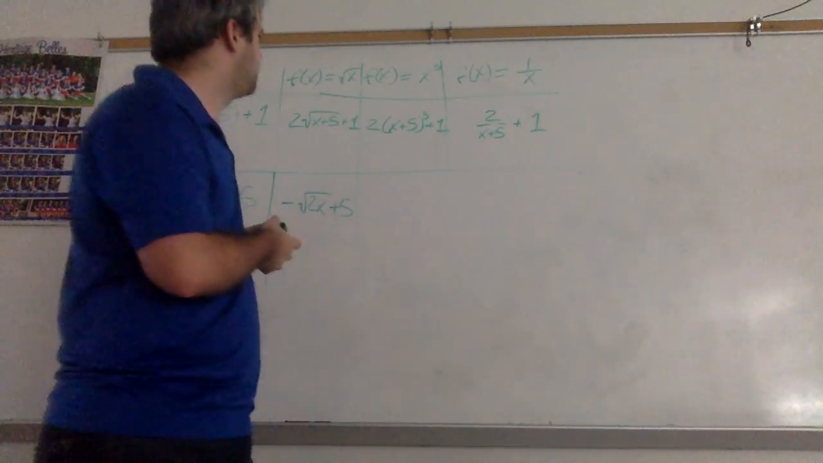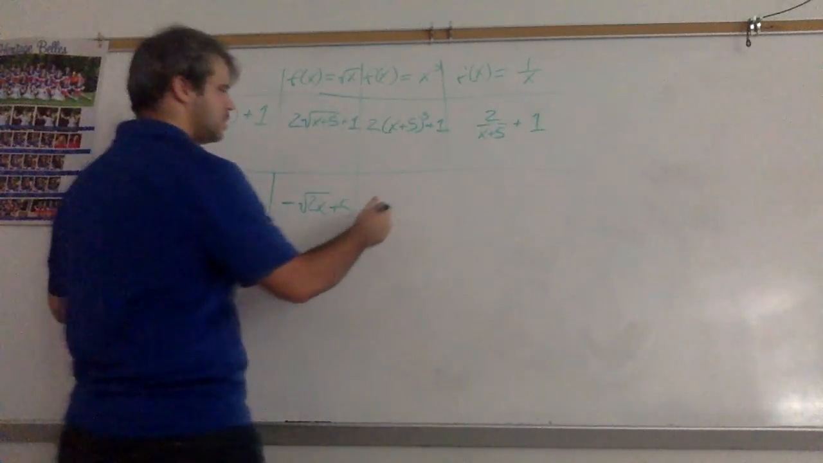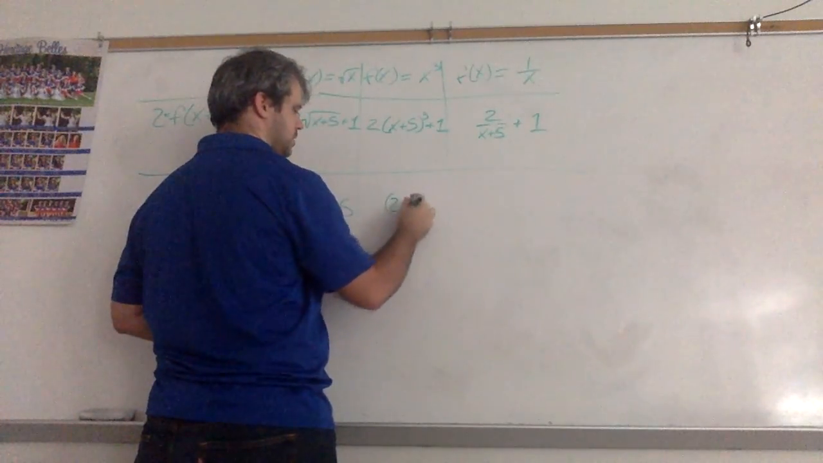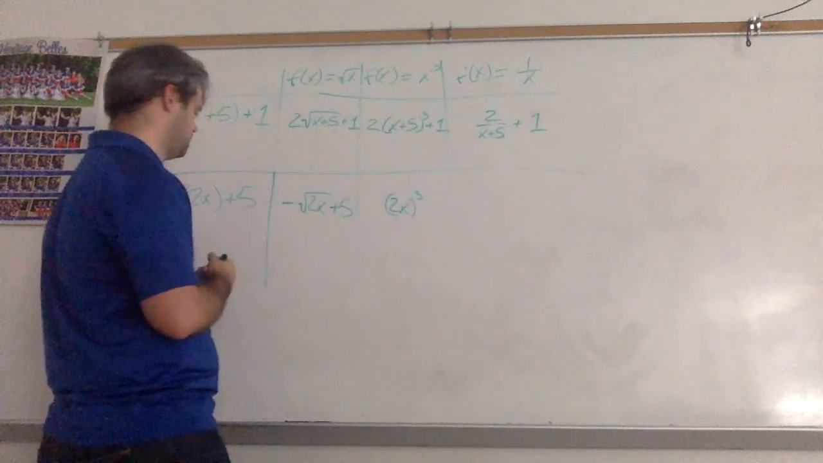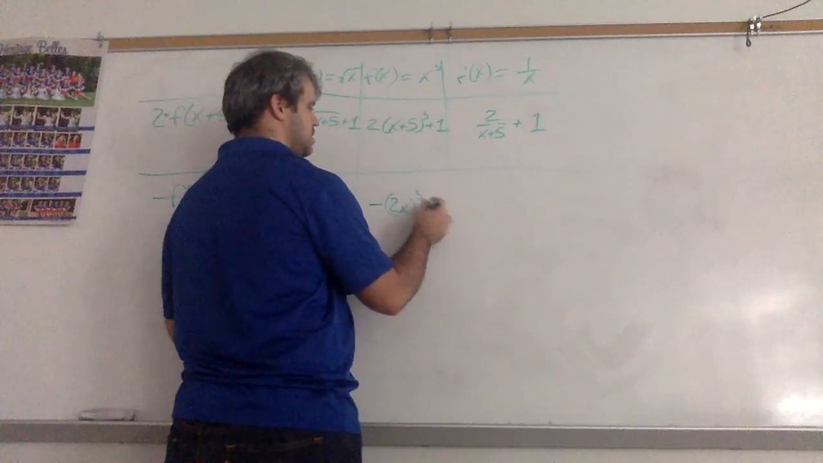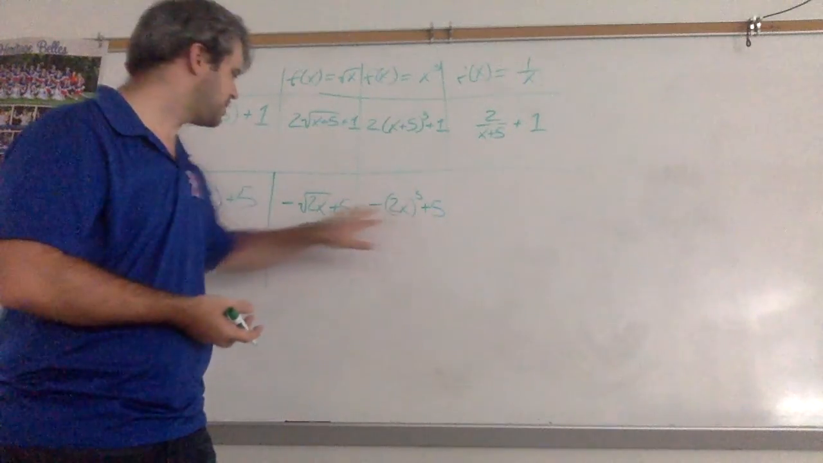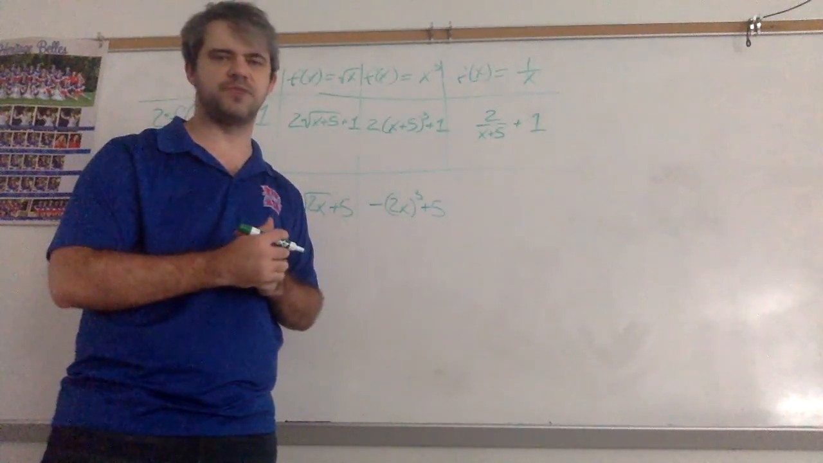All right. Now let's do cubic function. So we're going to do 2x cubed, multiplied by -1, add 5. Are you seeing how these look the same? It's just a different parent function.